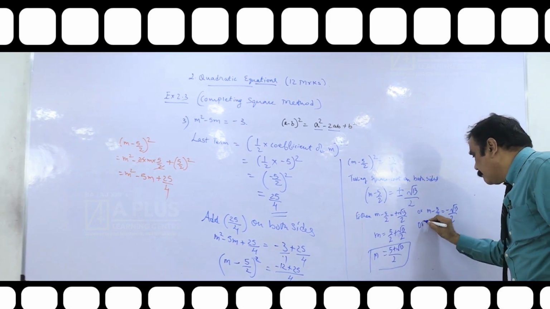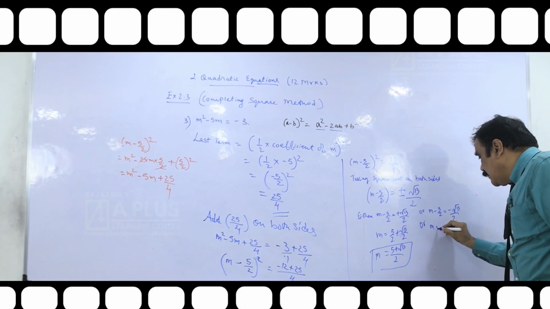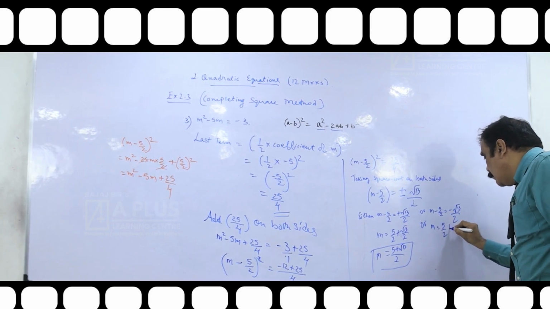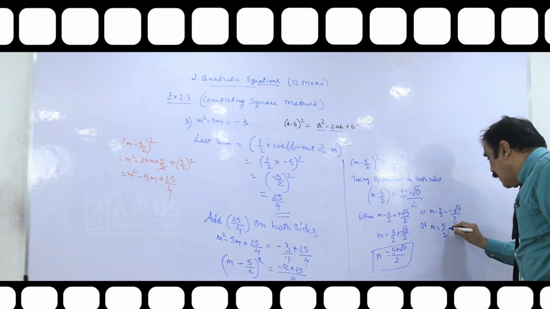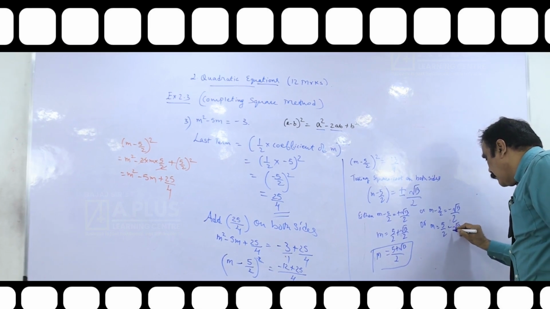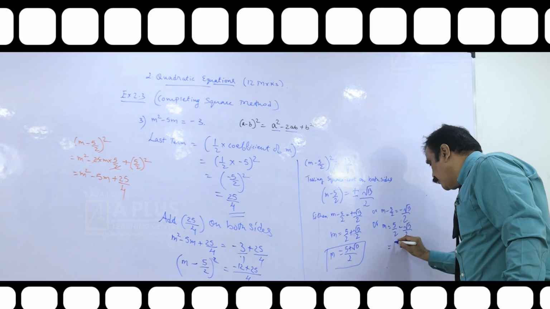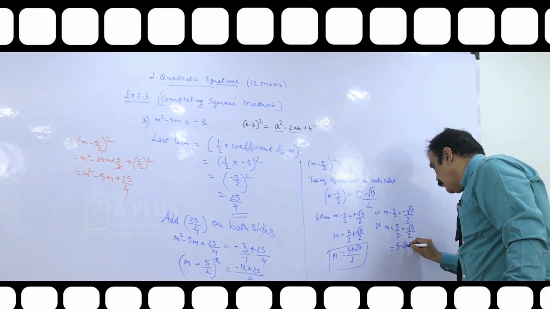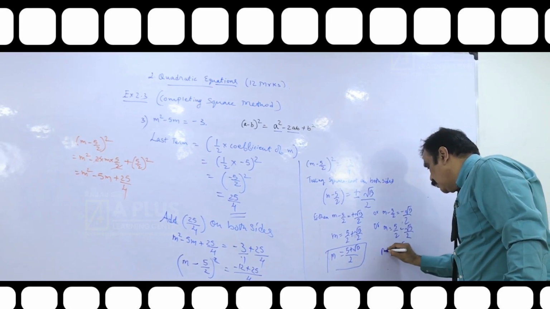Or m is equal to 5 by 2 minus root 13 upon 2. That is equal to 5 minus root 13 upon 2. That is equal to m.